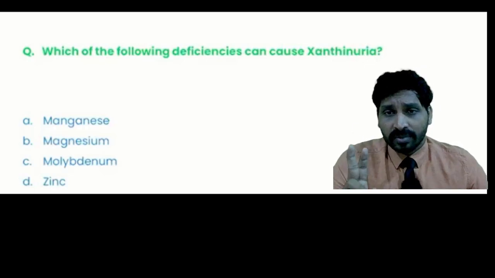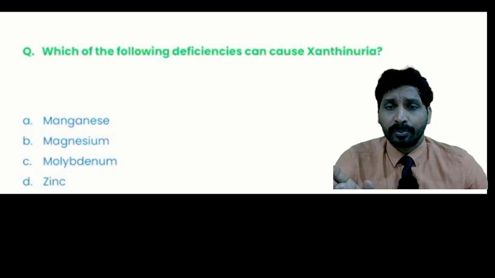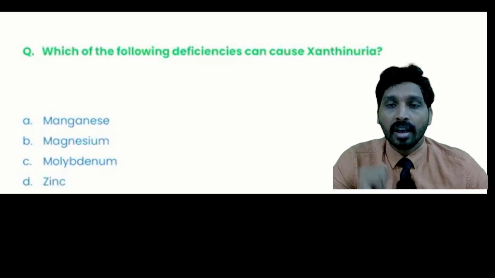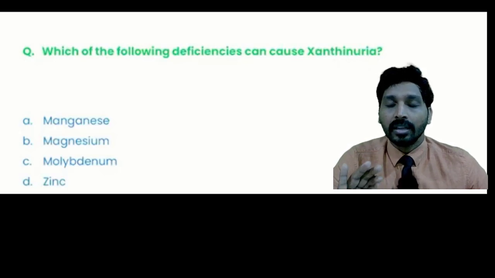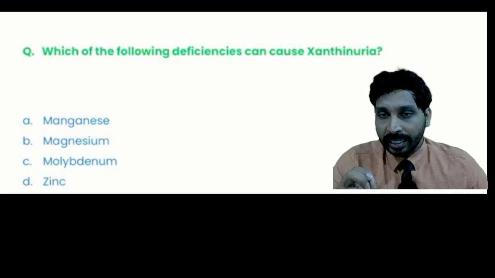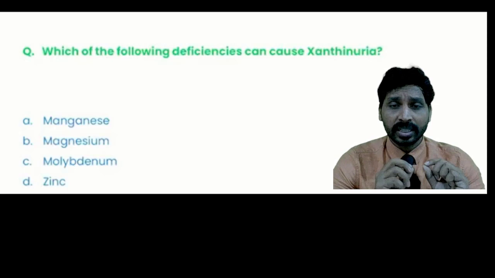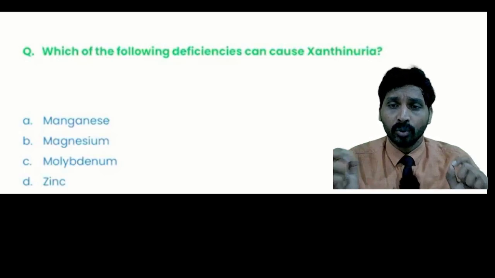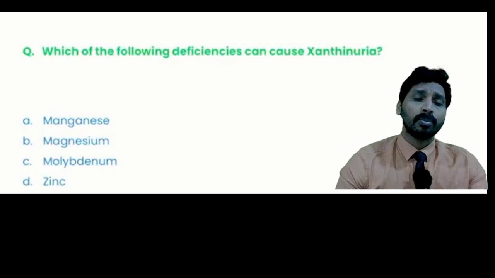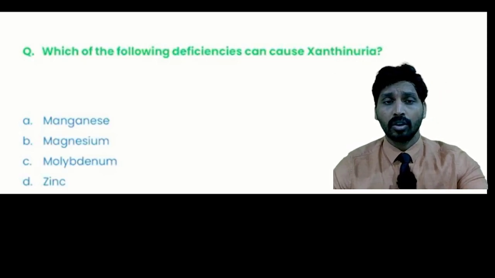There are two types of xanthinuria, type 1 and type 2. Type 1 is because of a defect of the enzyme xanthine oxidase, whereas type 2 xanthinuria is because of the absence of the cofactor molybdenum. So molybdenum absence causes xanthinuria type 2, and because of this you can see recurrent renal stones. So if these are the options, the correct option will be molybdenum.